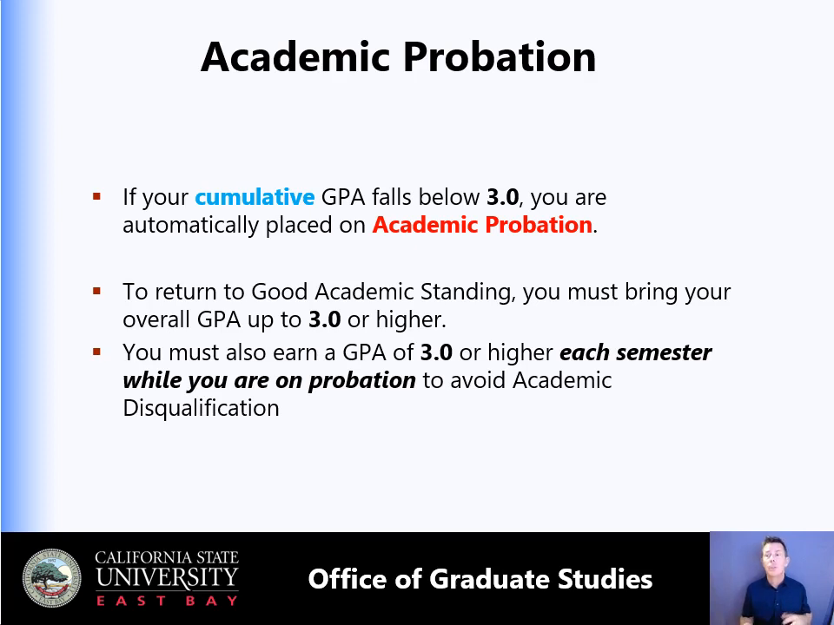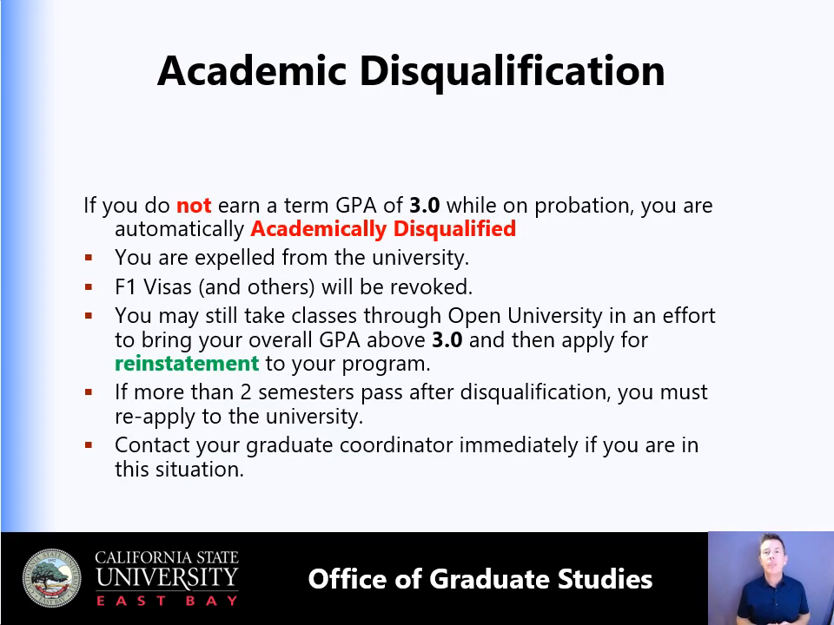So say your cumulative GPA went down to 2.5 and then you got a 2.9, you might be saying, oh, well, I'm raising it, but that's not good enough. You have to earn 3.0 or better to remain on academic probation. Otherwise, in that second semester of academic probation, the student will be academically disqualified or expelled from the university.